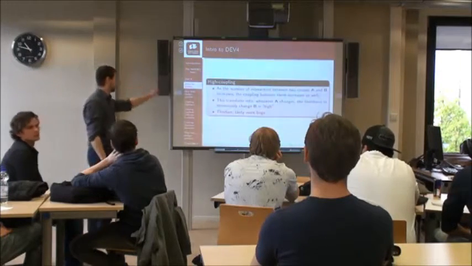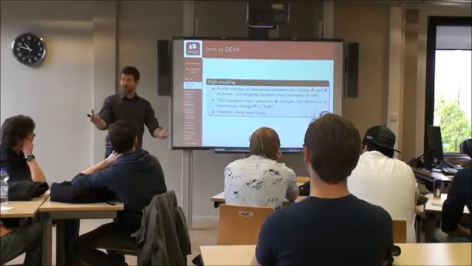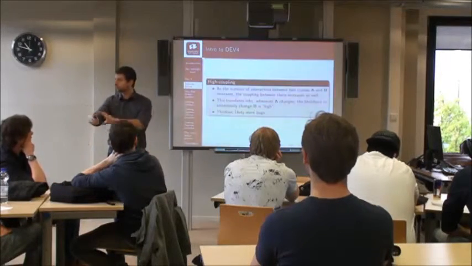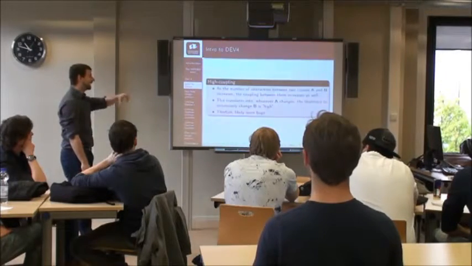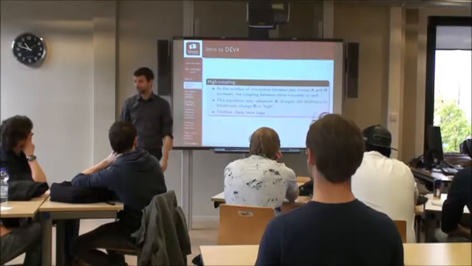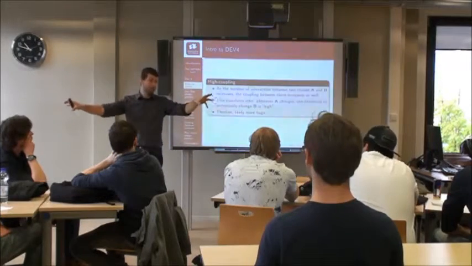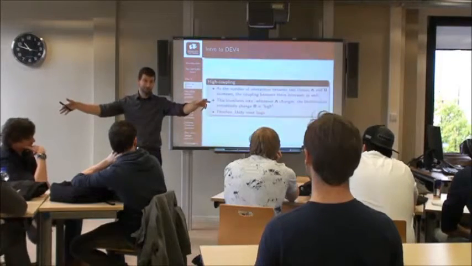High coupling happens when the number of interactions between classes A and B is large. You have two classes A and B and they interact a lot. They know each other a lot. They have lots of interactions, so they're highly coupled. And this translates into something that you should have experience with. A and B are fine, B especially is fine. Then you change A, and now B breaks.